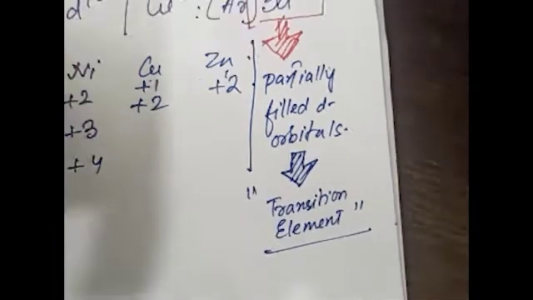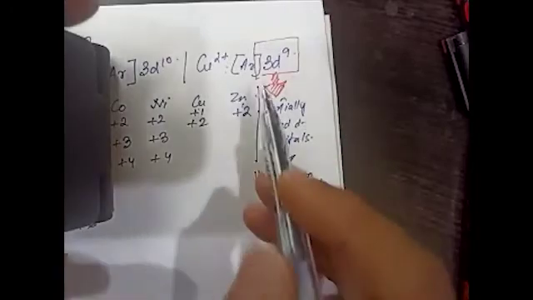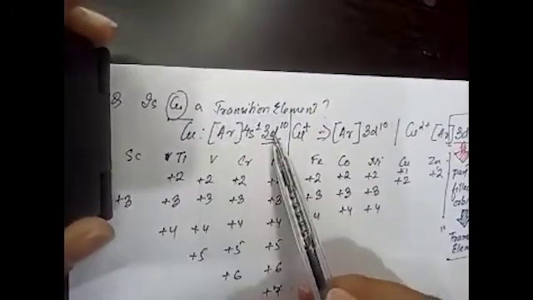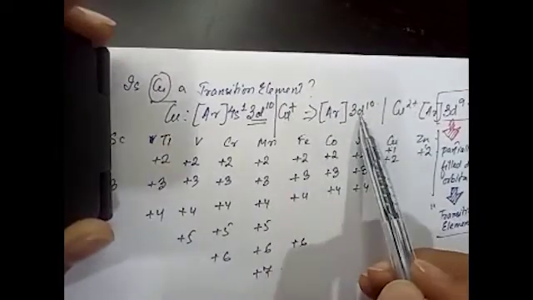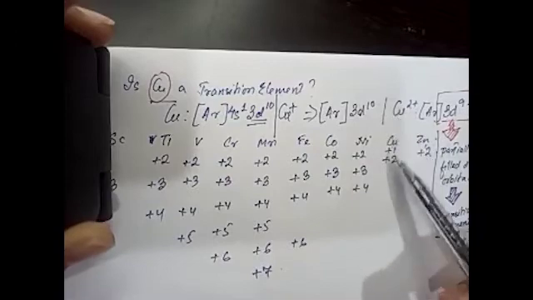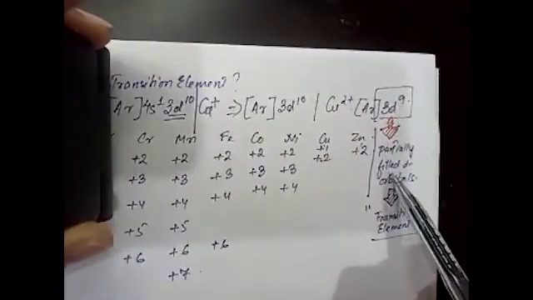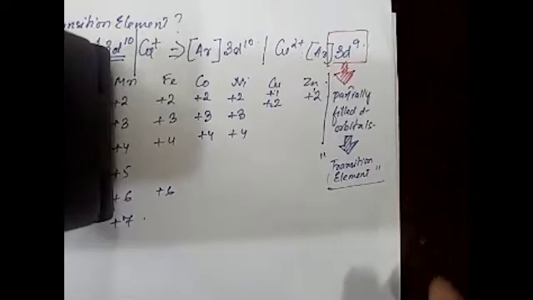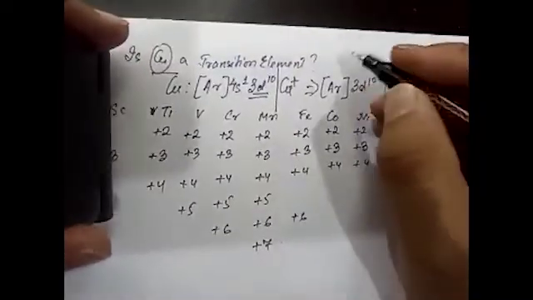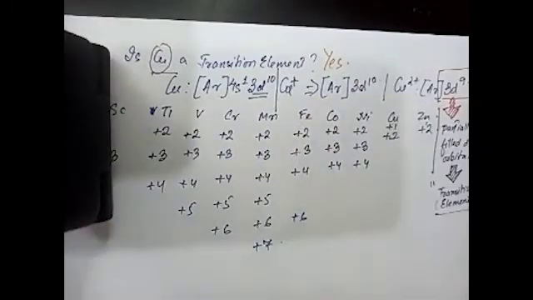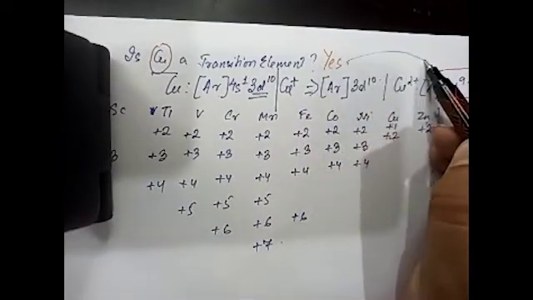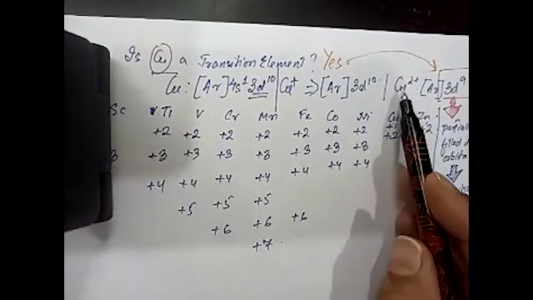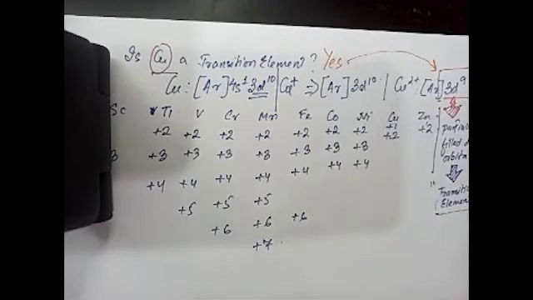So if it has a partially filled d orbital, either in the neutral state or in the ions. We saw the neutral state is not partially filled. Even in the first oxidation state, it is not a partially filled d orbital, but in the second oxidation state, +2, it shows 3d9, which is a partially filled d orbital, so it is a transition element. So the answer is yes, copper is a transition element. Why? Because of this particular reason, 3d9 in the second oxidation state. Copper 2 plus shows 3d9. All right, fine. I think it is understandable. If you have any confusion, you may ask.